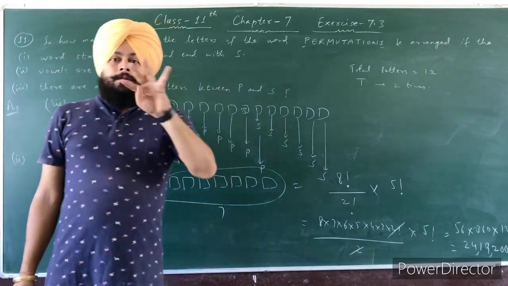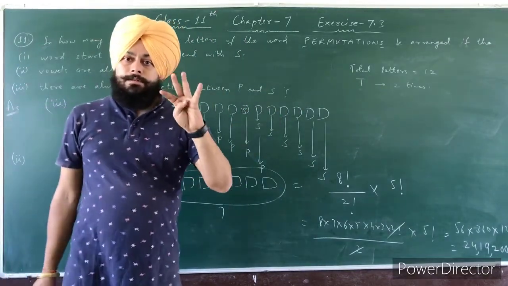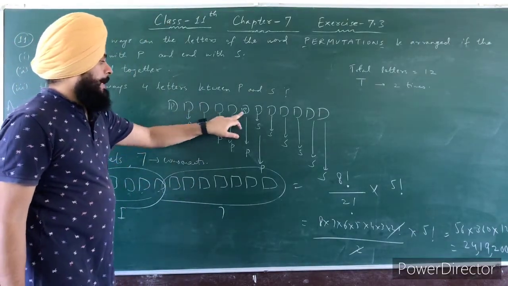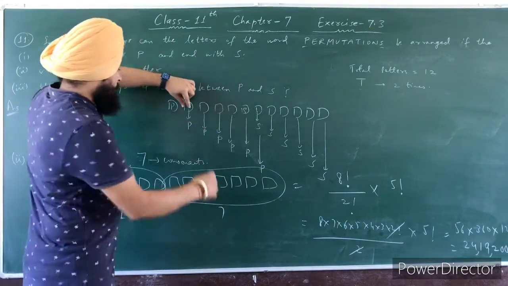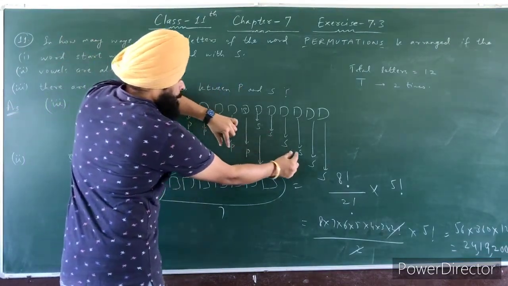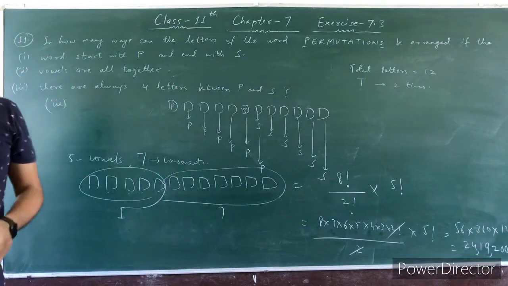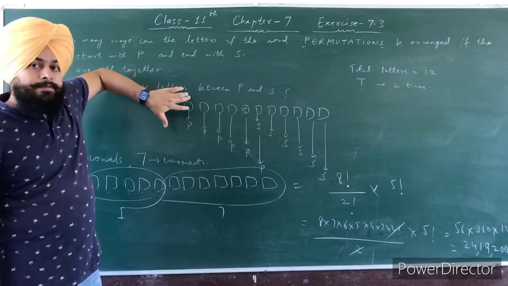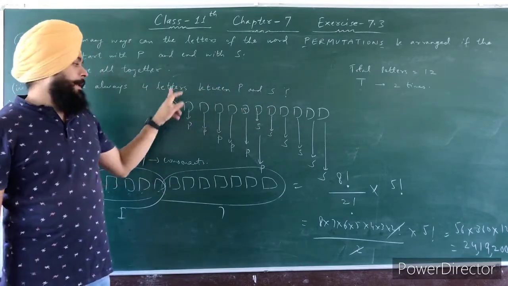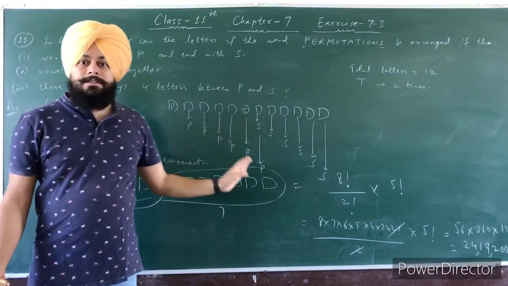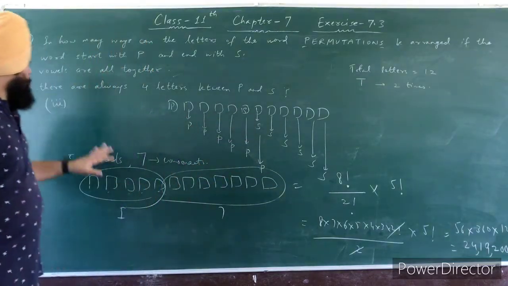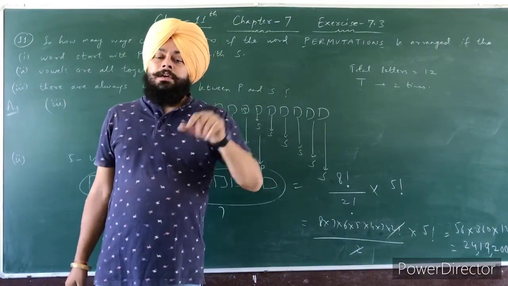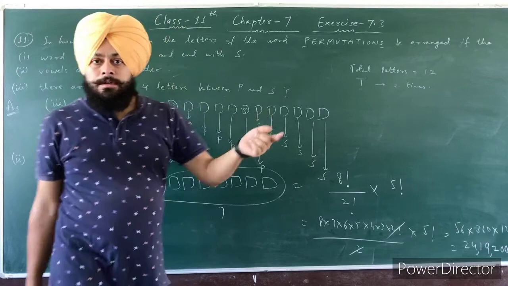So there are 7 ways in which we fixed P at the starting and S at the end, where end means after 4 letters. Suppose P starts, I will fix P here, then 1, 2, 3, 4, S comes here. This is the first way, second way, third one, 4, 5, 6, 7. So there are 7 ways. If suppose S comes at the starting and P comes at the end, then there are again 7 ways, because in the question they ask there are always 4 letters between P and S.